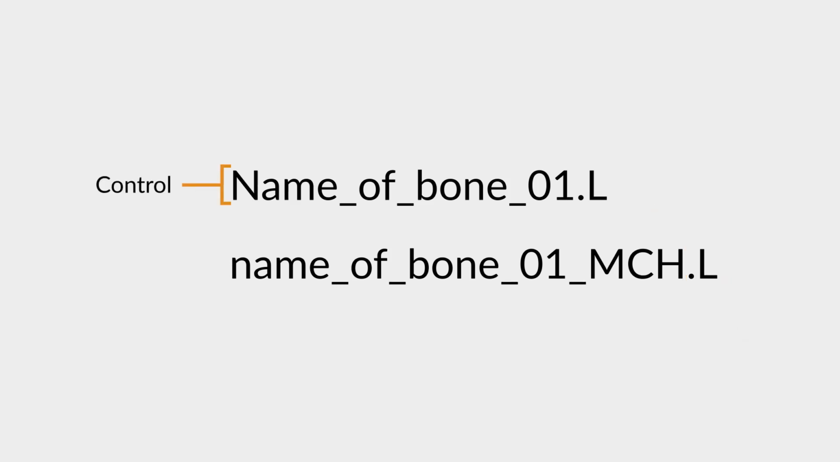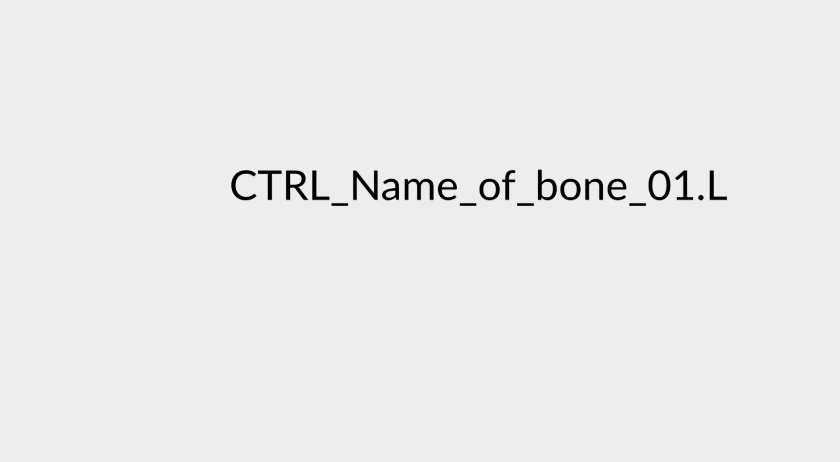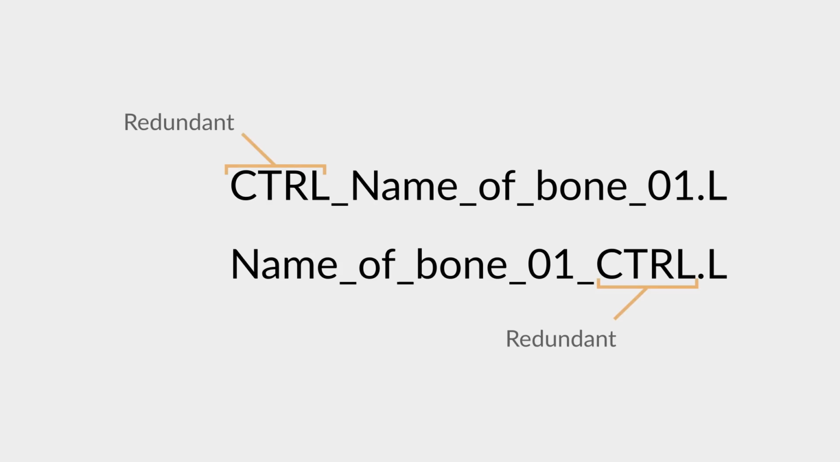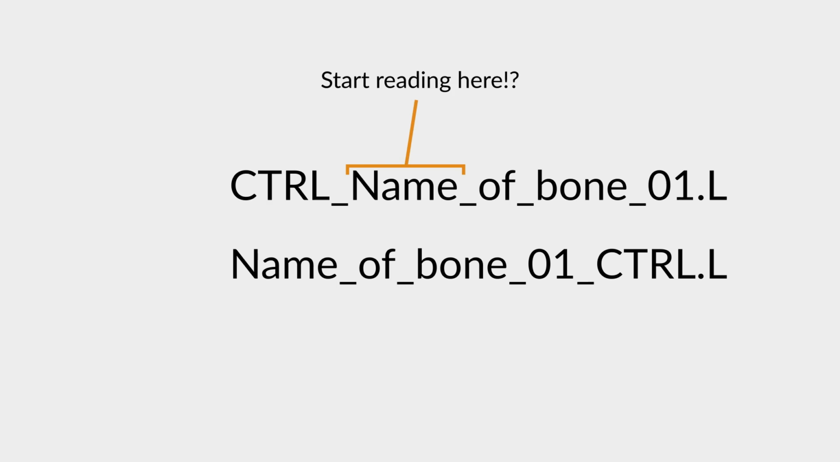Now, all the controls have a capital letter at the start, which helps for readability for the animators. And remember that these are the only bones that they should be touching. So I do not put the control in the name either at the start or the end, because that is redundant. It also means that the animator has to look partway through the word to actually see what the name of the bone is. Now, there's a few more things I do in specific cases.